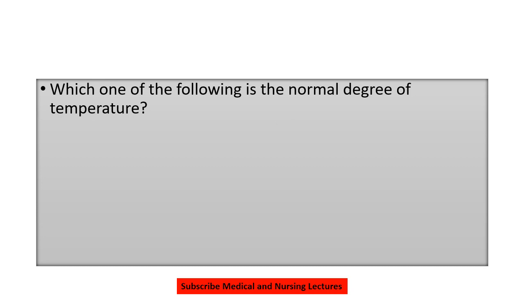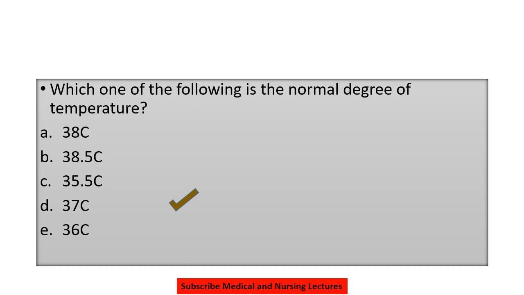Which of the following is the normal degree of temperature? Option A 37 degrees Celsius, option B 38.5 degrees Celsius, option C 35.5 degrees Celsius, option D 37 degrees Celsius, and the last option is 36 degrees Celsius. So here the correct option is 37 degrees Celsius.